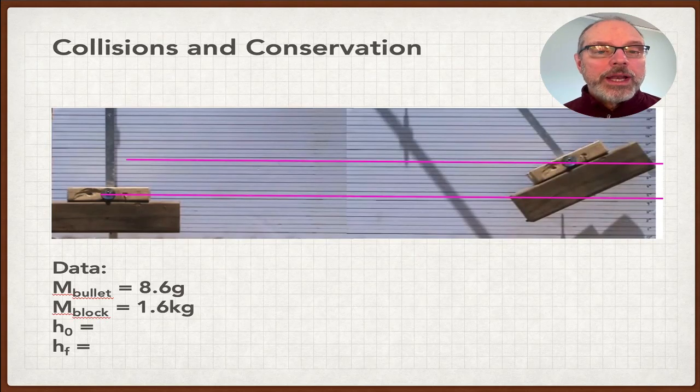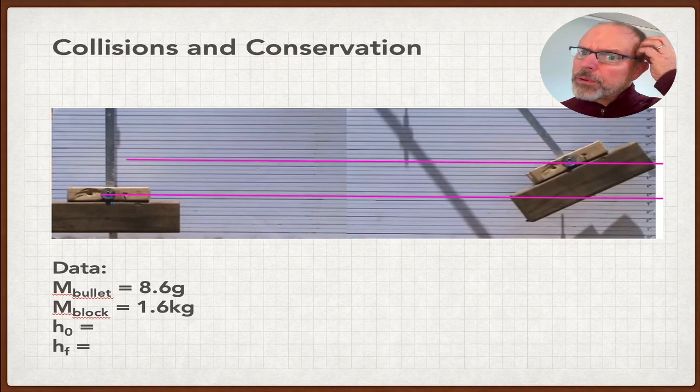Okay, so what we got in this video clip that's posted on YouTube is that this was a 38 caliber handgun. And so I just did a tiny bit of research, looked up the mass of the bullet in a 38 caliber handgun and got that, 8.6 grams. They provided us with the mass of the block, which was 1.6 kg, and they gave us this video.